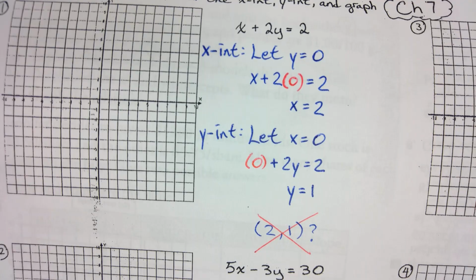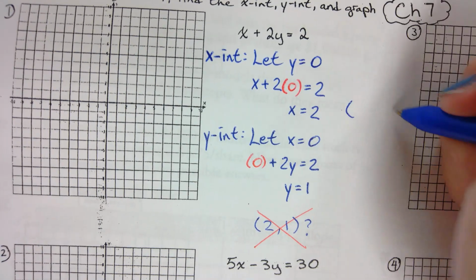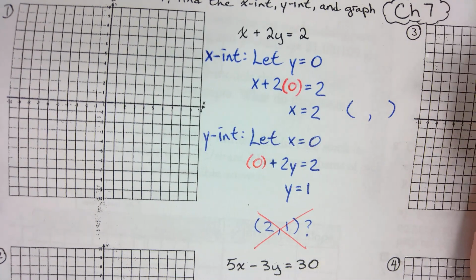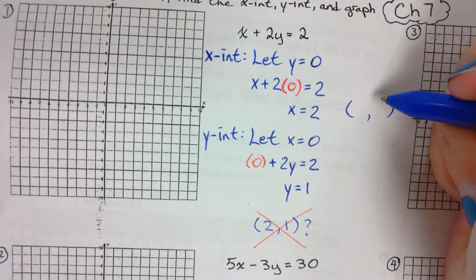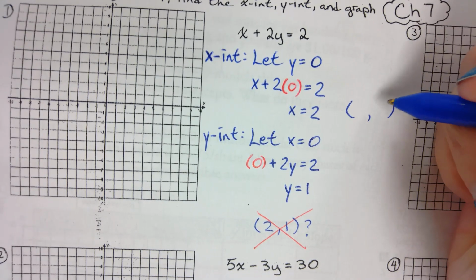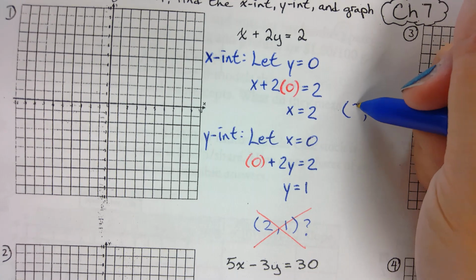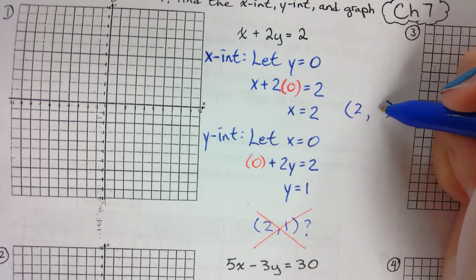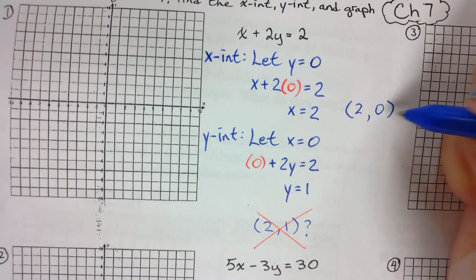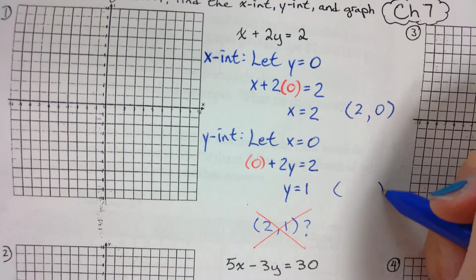What is my coordinate right here? Remember, this is my x-intercept. Uveen, what's my x-intercept here? 2. And so it's 2 and 0. And then what is my coordinate here for my y-intercept?